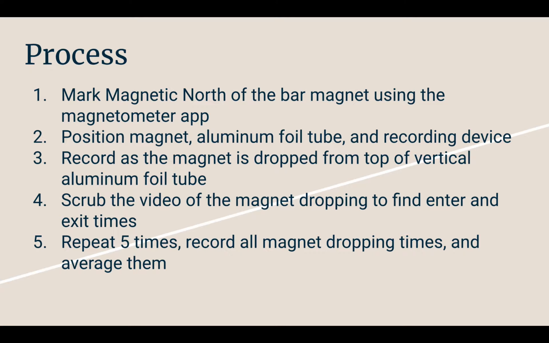In order to complete this experiment, the following process was completed. First, I used the magnetometer app from Lab 3 to mark magnetic north for the bar magnet. Next, I positioned the aluminum foil tube vertically and held the magnet just above the top opening, set up my phone, and then began to record the entire tube length. I scrubbed the video to determine the time that the magnet entered and exited the tube in order to determine the magnet's falling time. I did this 5 times and then calculated the average falling time for the magnet.